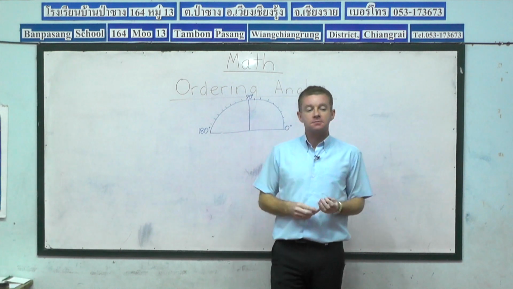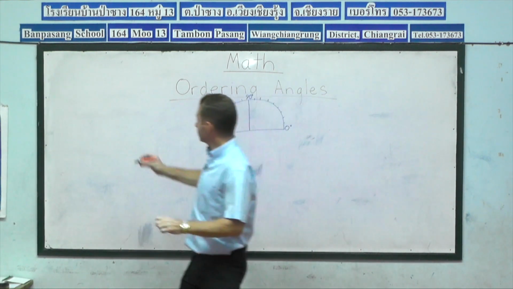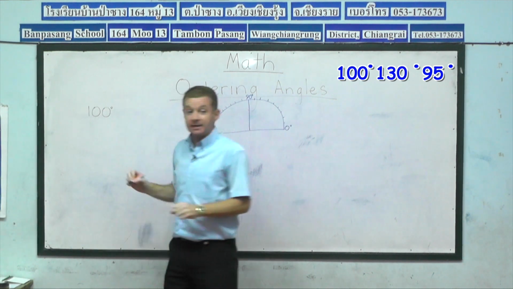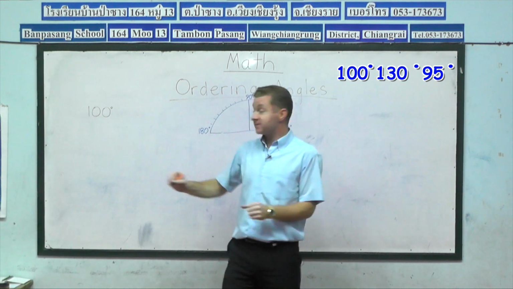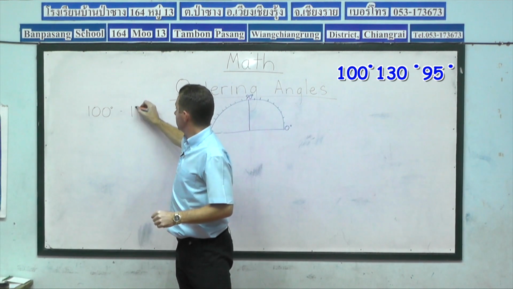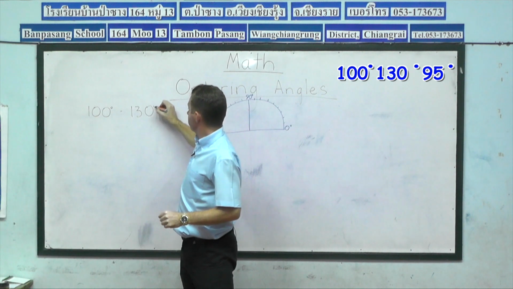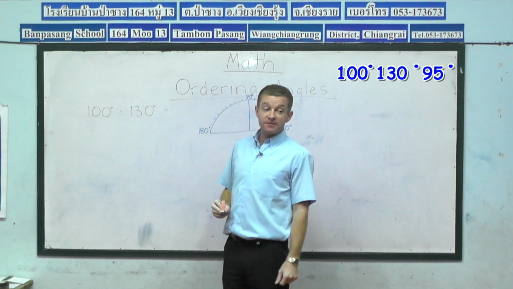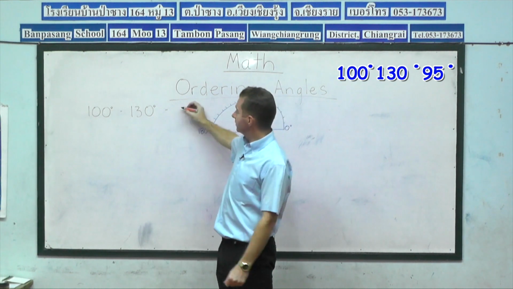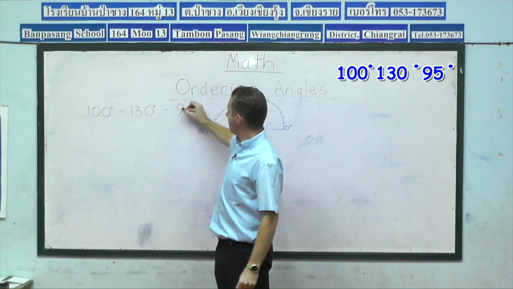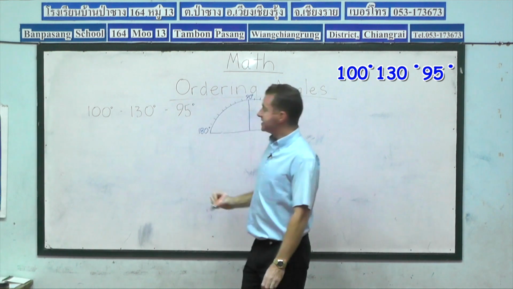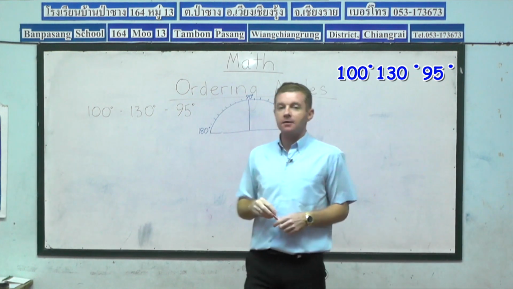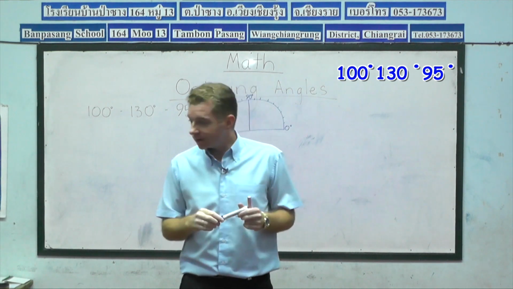Obtuse angles. 100, okay, that's a good start, 100 degrees. 130 degrees, okay? And then, to finish, 170 degrees. How about one in the middle? Oh, no, I know. Let's try 95 degrees. So what we've got now are 3 obtuse angles.